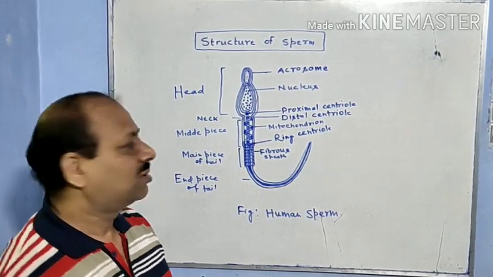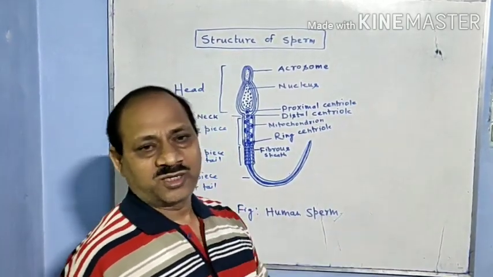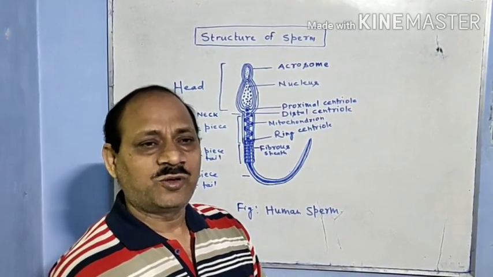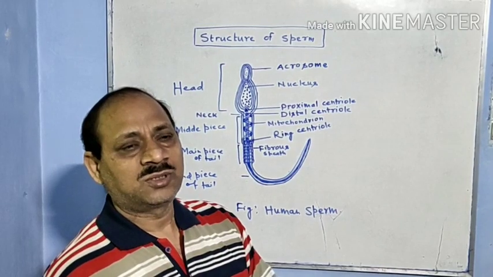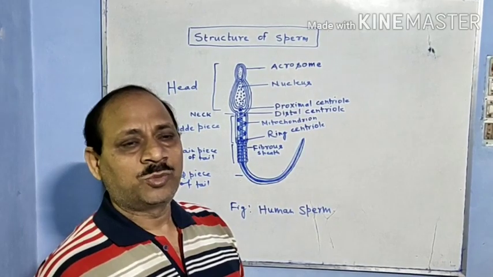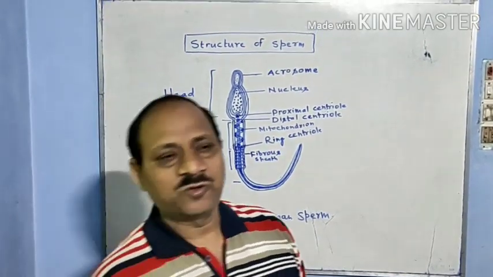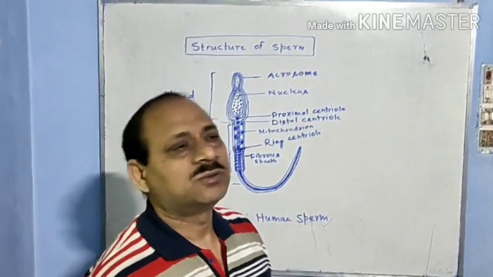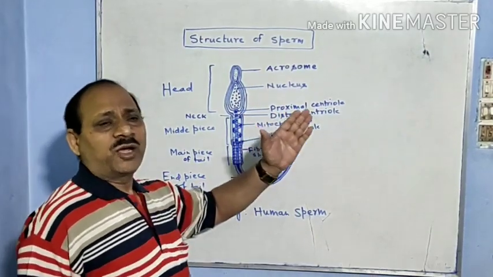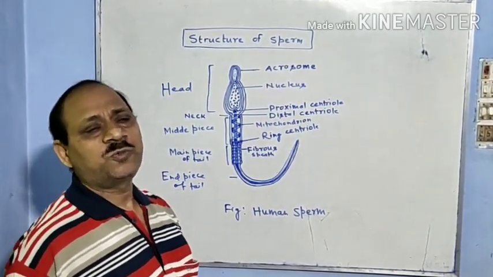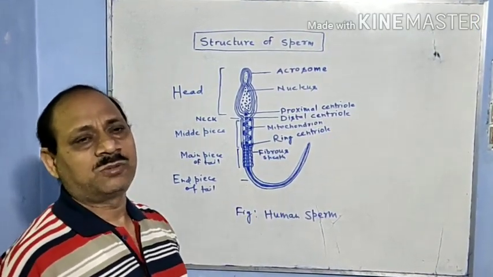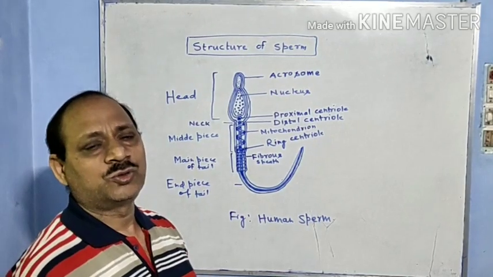What is semen? Sperm plus prostatic fluid plus seminal fluid plus mucus is known as semen. It means it is a mixture of sperm, prostatic fluid, seminal fluid and mucus. Sperm is microscopic structure. It cannot be seen with naked eye. It can be observed only under the microscope.